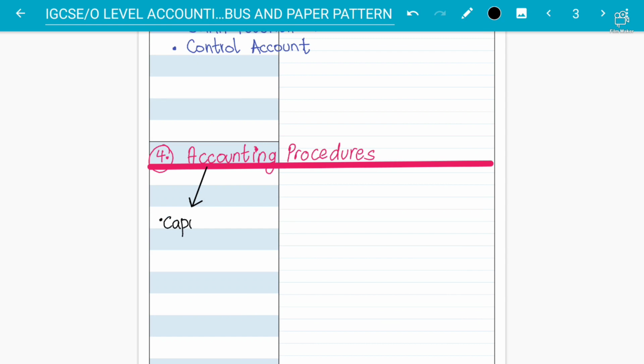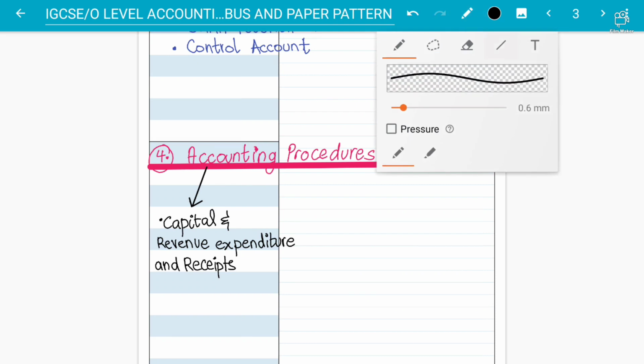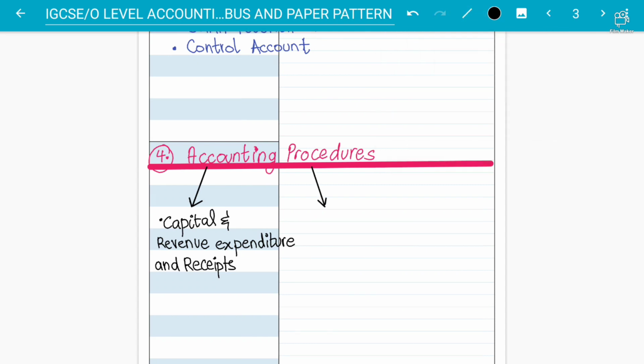You must know about capital and revenue expenditure and the receipts. They test this in MCQs, and they test it in the paper 2 theory questions as well. Next, in this section, you must know the main topic that a lot of students struggle with, which is basically depreciation. So the second topic in accounting procedures is depreciation. Very important, and a lot of questions are tested on this.